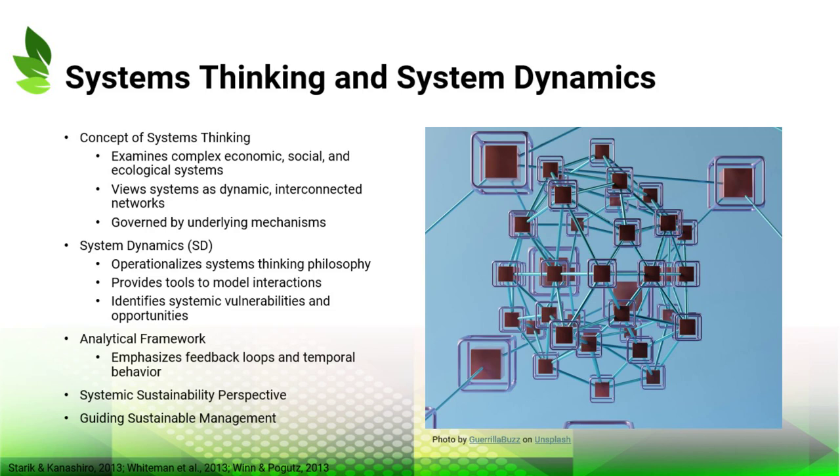A systemic sustainability perspective highlights the interdependence between organizations and the environment, acknowledging planetary boundaries and finite resources. By applying systems thinking and system dynamics, we can guide sustainable management, anticipate long-term impacts, and develop strategies that balance economic, environmental, and social objectives. This approach is crucial for addressing the complexity of sustainability challenges and fostering resilient solutions.